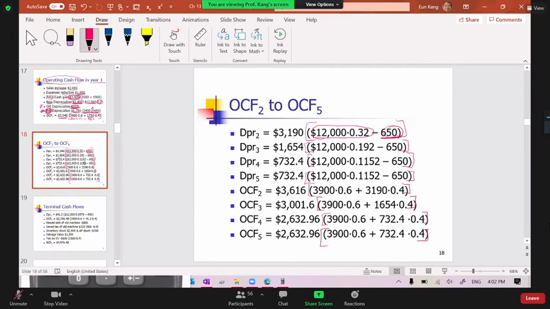That's why. So if this is a new project, then what? 12,000 times 0.32 is the new project's depreciation, right? But this is all the project's depreciation. So that's why you subtract.